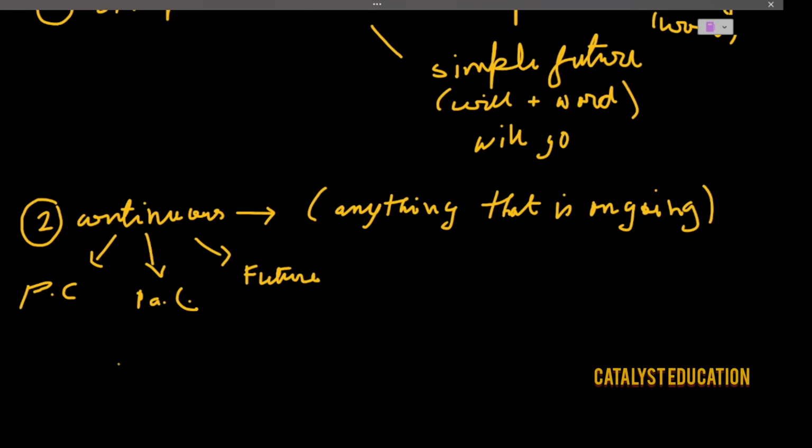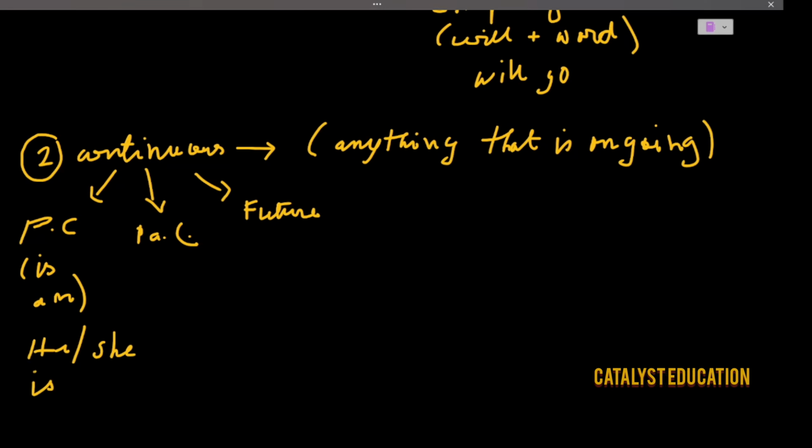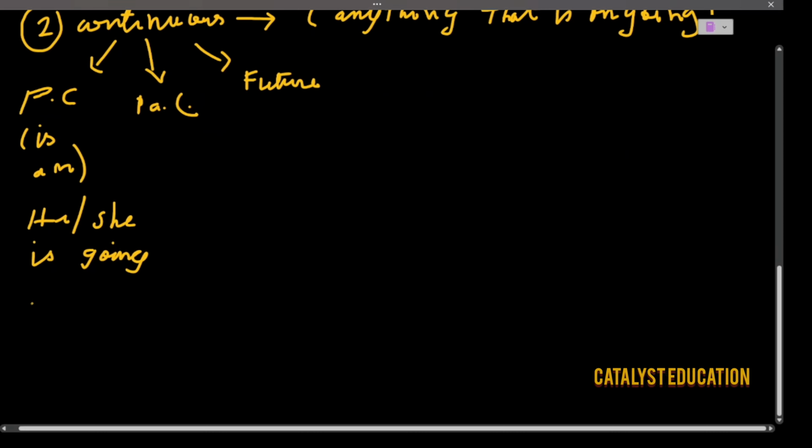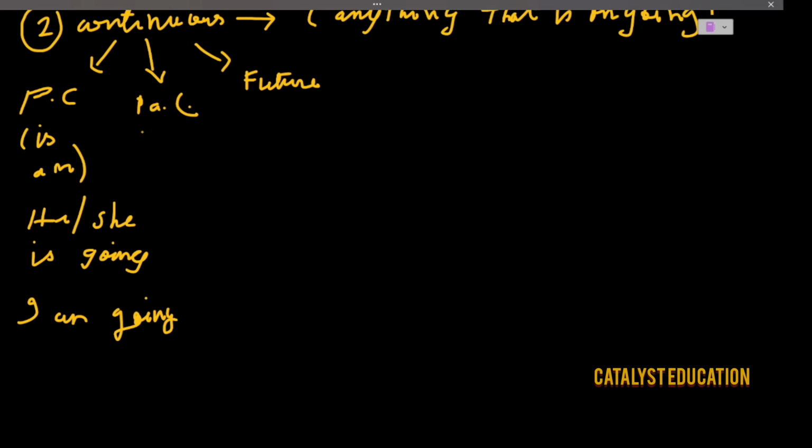How will it be our present continuous? We can use words like is, am for our usage. He, she is going. We can also use I am going. Hence, is, am, these kinds of words are considered as present continuous. Now coming to past continuous, I'll be using the past format of is, that is was.